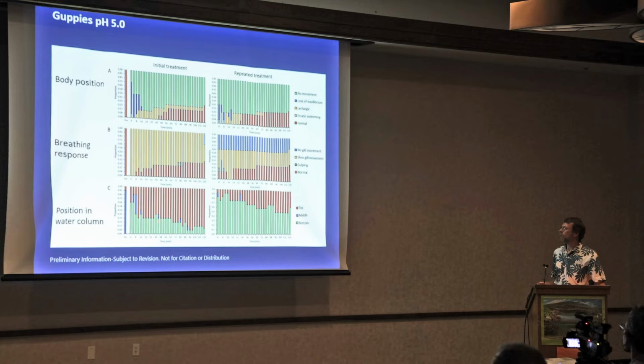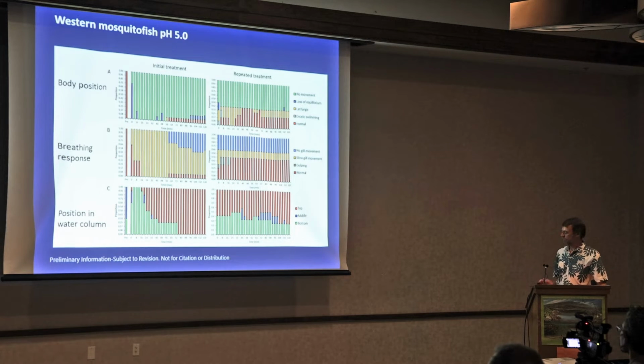And then the position in the water column, somewhere at the top, somewhere at the bottom. And that was mixed for the two treatments. Western mosquito fish weren't too different from the guppies. Again, they were impacted immediately, pretty heavily. There was no movement for most of them, a little bit of recovery, and then during the second treatment, about 40% of them were either normal or lethargic, and the rest had no movement. So again, some acclimation. Breathing response, slow to no gill movement during the first, but again, half of the individuals were normal during that second treatment.